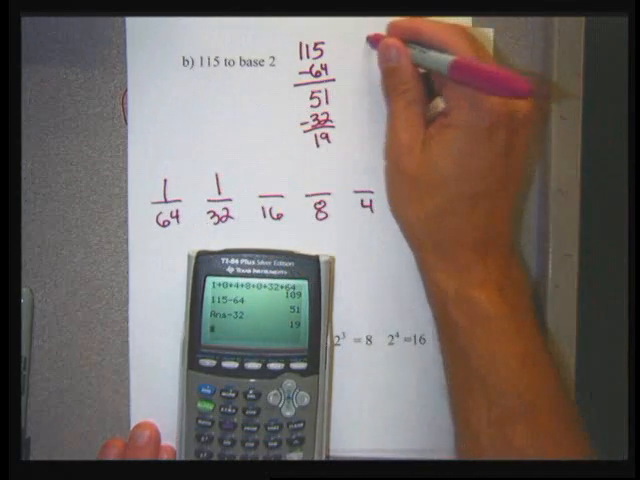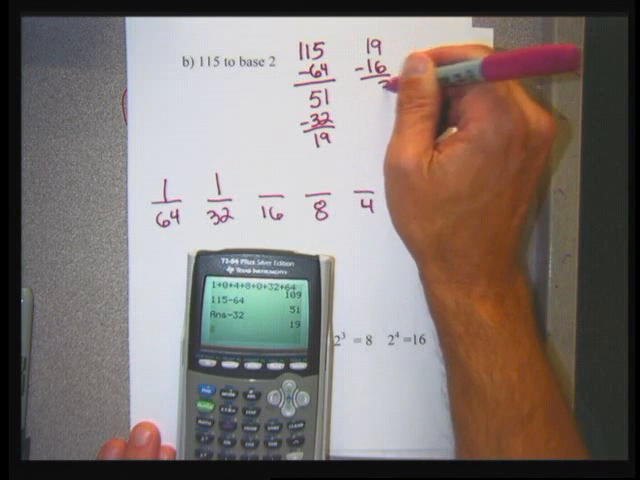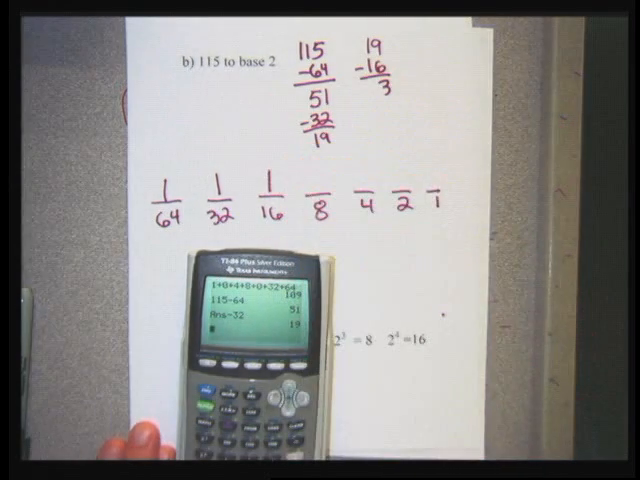Now I go to the 16 and start subtracting 16. 19 minus 16 is 3. If I subtract 16 again, I'd get negative, so I can't subtract 16 again. I was only able to subtract 16 one time.